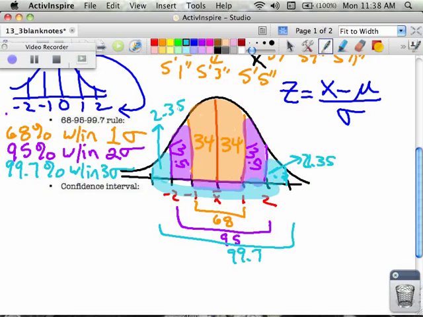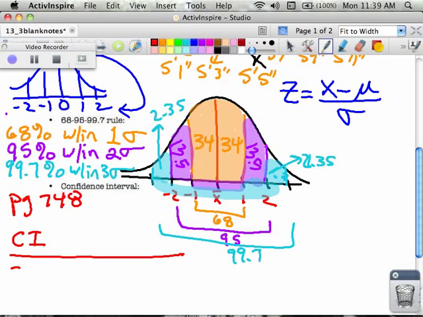I'm going to draw a box. You don't have to write that down right this second, but on page 748 they give us a box that has these values in it: the confidence interval and then the z value that goes along with it. So for example, up in my picture, a confidence interval of 68% has z values of 1 and -1, -1 to the left, 1 to the right. The 95% confidence interval is 2 standard deviations, so -2 and 2.